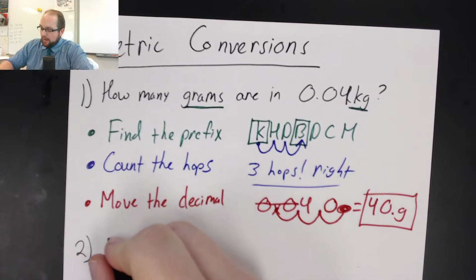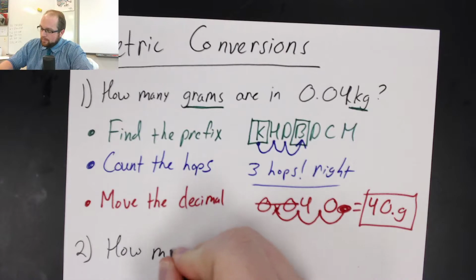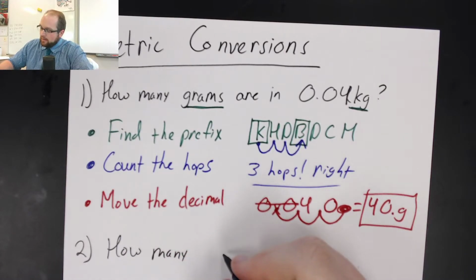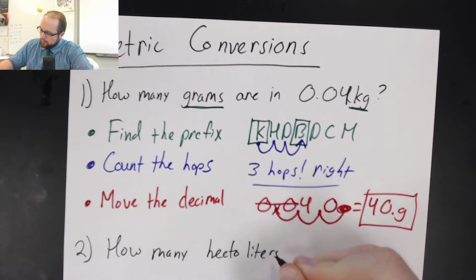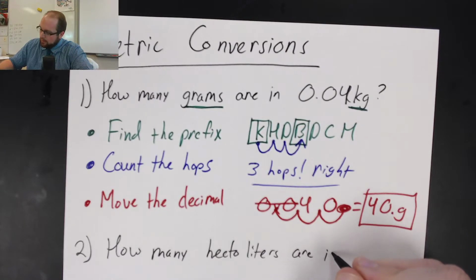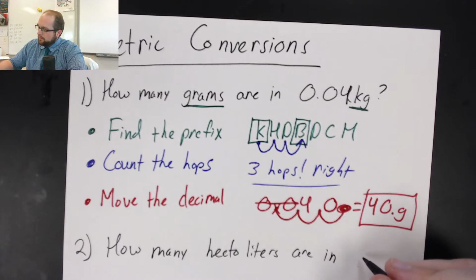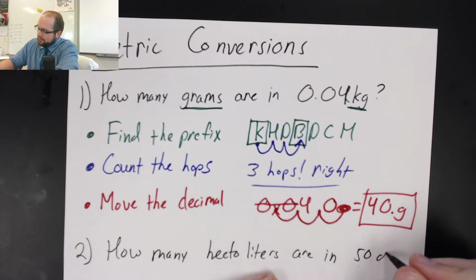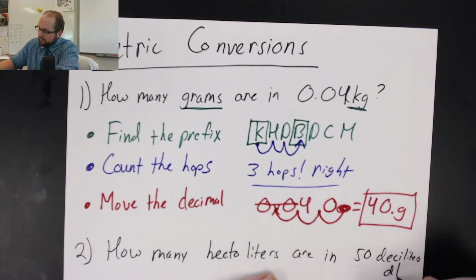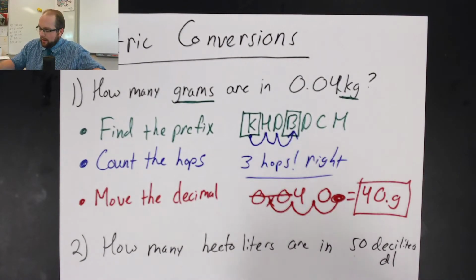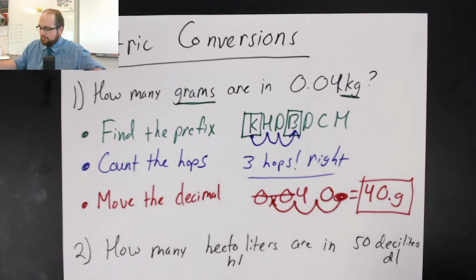Okay. Let's say how many hectoliters are in, let's do 50 deciliters. Okay, or if this was going to be written simply, it was going to be dL. Okay, and hectoliters, that could be hL. Okay, so let's go through this again.